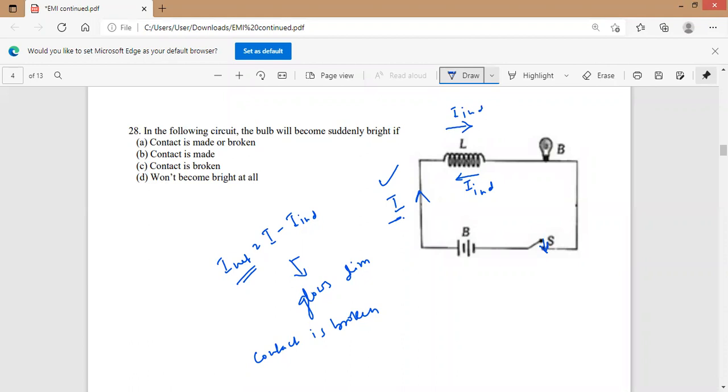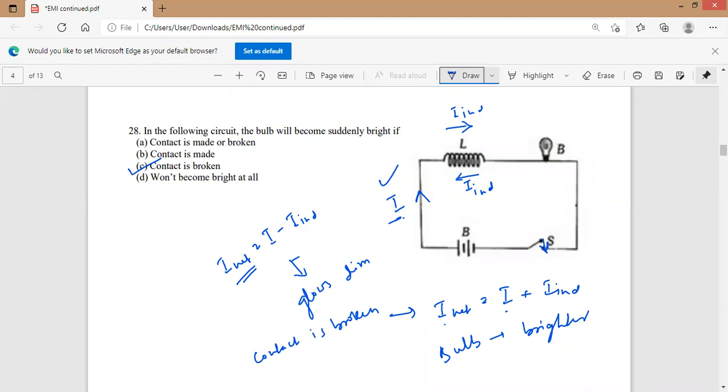So the induced current and the main current are both in the same direction. Therefore, I net is equal to I plus I induced. That means the net current is more than I. If the net current is more, then the bulb glows brighter. Therefore, option C is the correct answer.